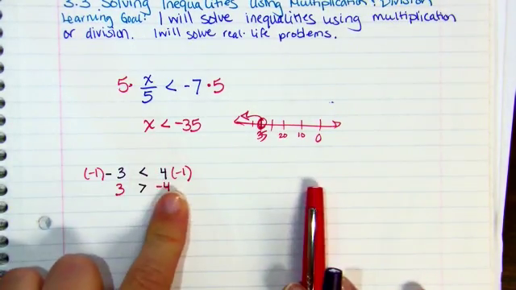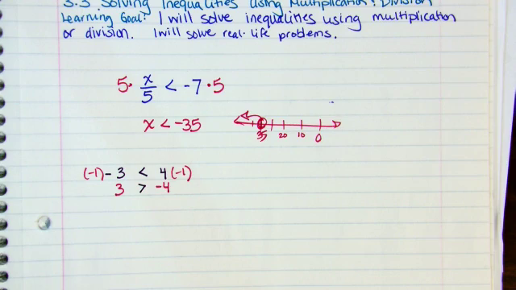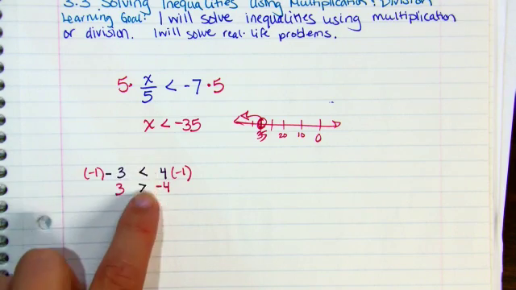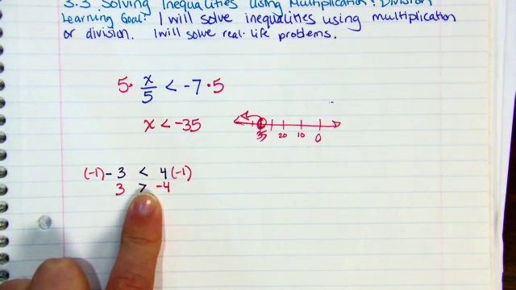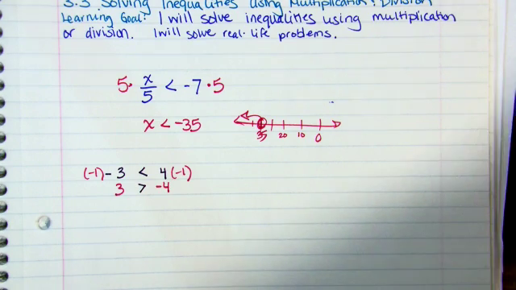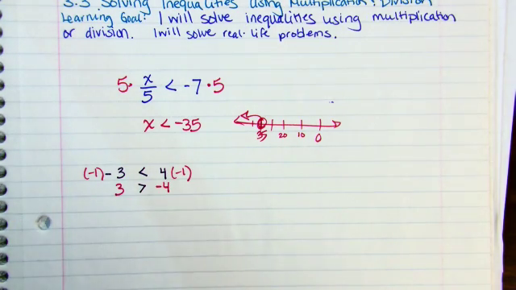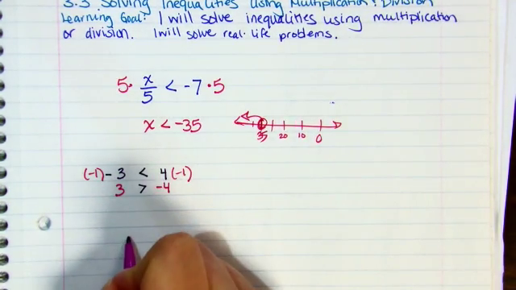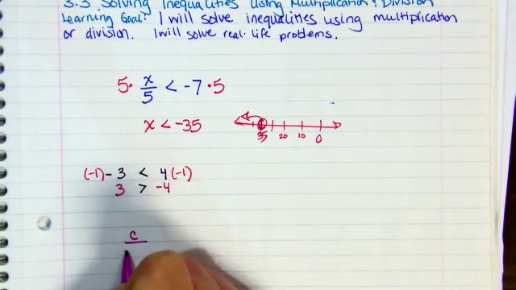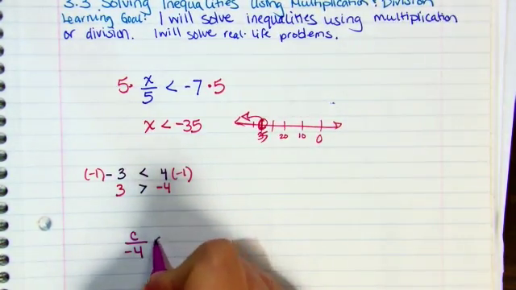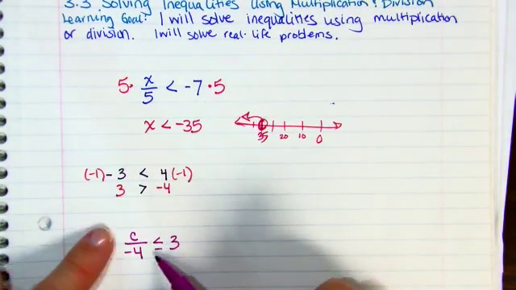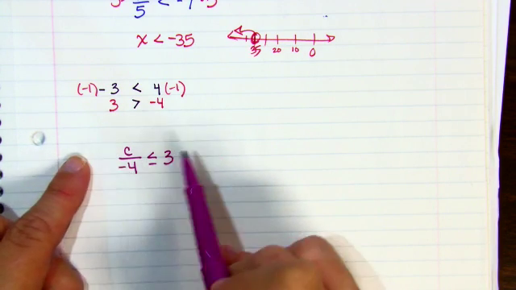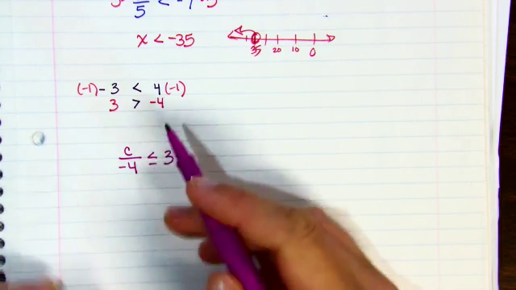Because of this, in any multiplication or division problem where I end up multiplying or dividing by a negative number, I need to switch my inequality symbol when I do that division. So, for example, if I had c divided by -4 is less than or equal to 3, my variable is being divided by a negative number. That tells me when I multiply each side by the negative, I'm going to have to flip my symbol around.